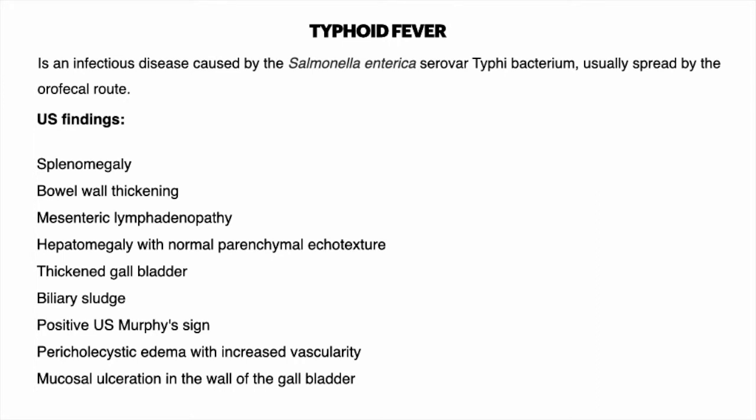So typhoid. Everybody knows very well what typhoid fever is. It's a very common disease in West Africa. In this case, among the ultrasound findings, we are going to find splenomegaly, bowel wall thickening, mesenteric lymphadenopathy, hepatomegaly with normal parenchymal pattern, thickening of the gallbladder wall, a positive ultrasound Murphy's sign, pericholecystic edema with increased vascularity, and mucosal ulceration in the wall of the gallbladder. These are some of the ultrasound findings.